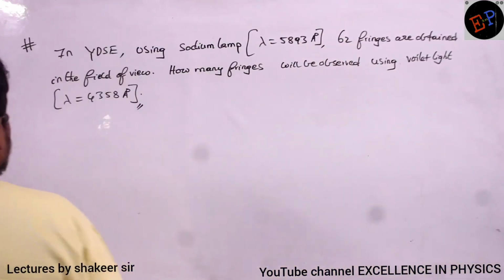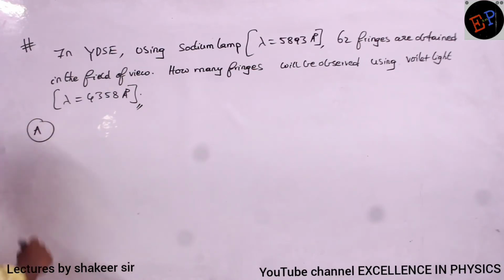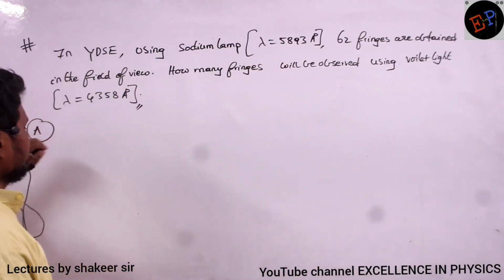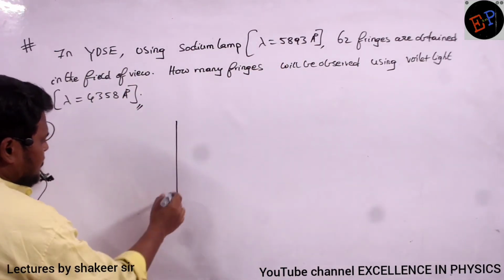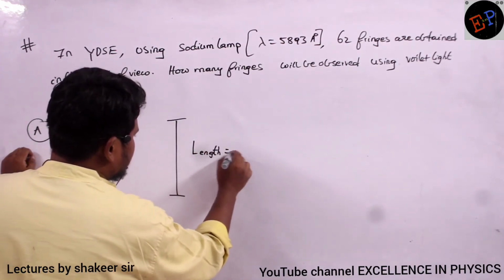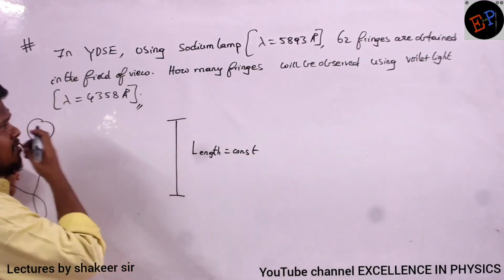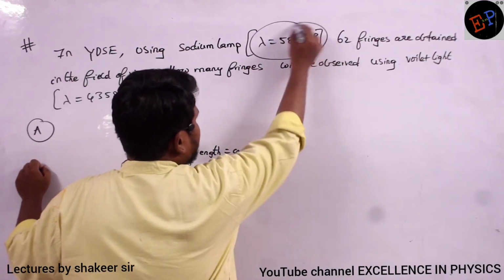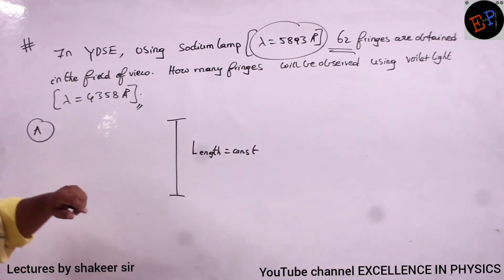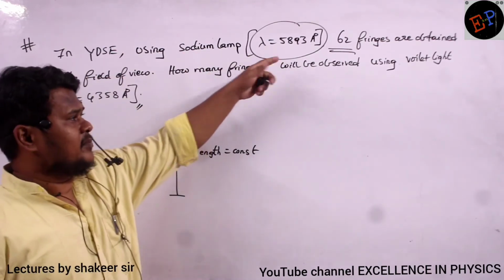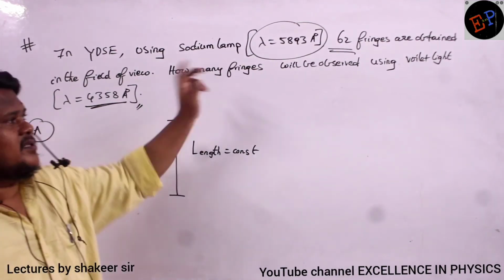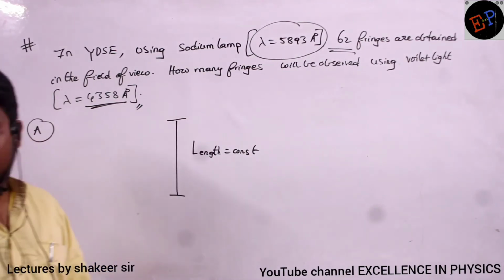See here, in Young's double slit experiment using a sodium lamp, on the screen 62 fringes are obtained. The length of the screen will be constant. So on this screen, with this wavelength, I am getting 62 fringes. Then instead of this light, I am using another light of wavelength 4358 angstroms. Then how many fringes will I get? That is the question.